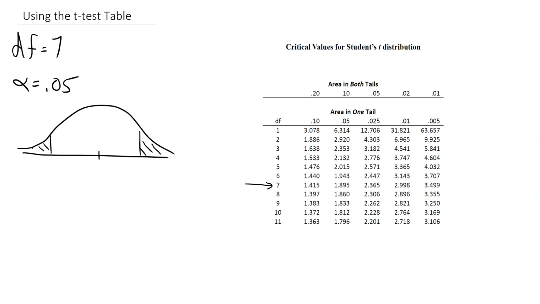So when we have a non-directional or a two-sided test, we want to use the heading that's up here. And since the significance level is 0.05, we want to use this column. And the value we would use for our critical value is going to be right there. Let me redo that. The value that we need for our critical value is there.